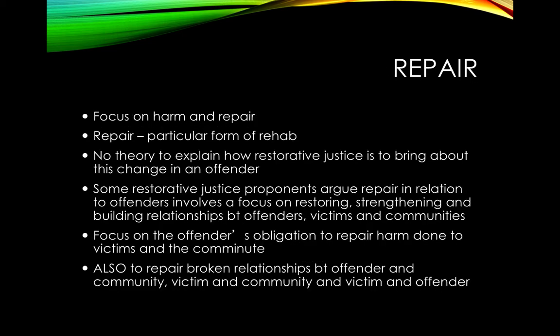So it's focusing on repair here. But there's no theory to really explain how it brings about a change in the offender, how it rehabilitates them. But there is a heavy focus here on the offender's obligation to repair the harm done to the victims and the community.